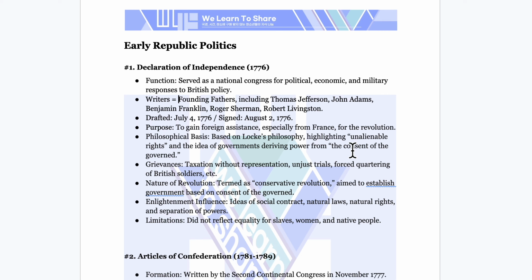It had a philosophical basis in John Locke's philosophy. It emphasized unalienable rights and the concept of governments deriving power from the consent of the governed. The document listed grievances like taxation without representation and the forced quartering of British soldiers. Yet, it had its limitations because it failed to address the rights of slaves, women, and native people.